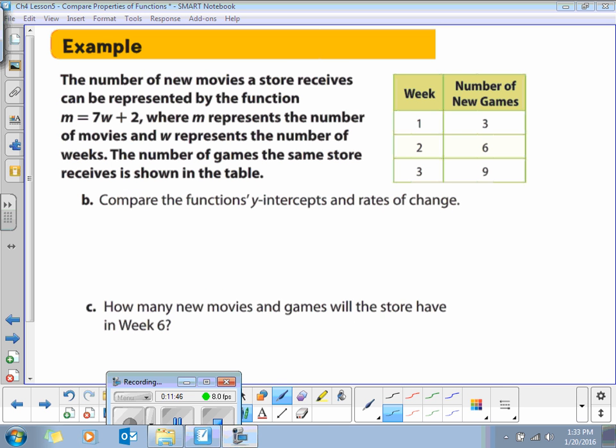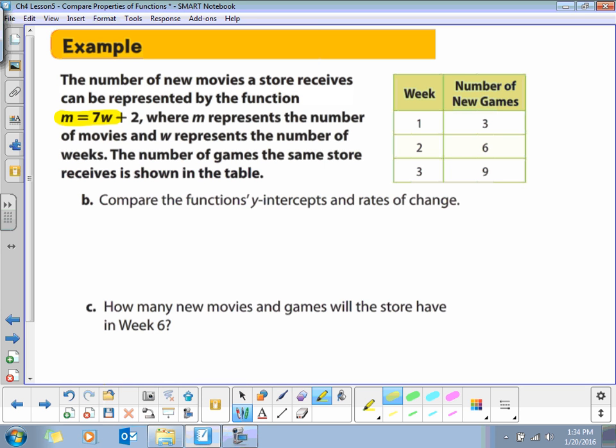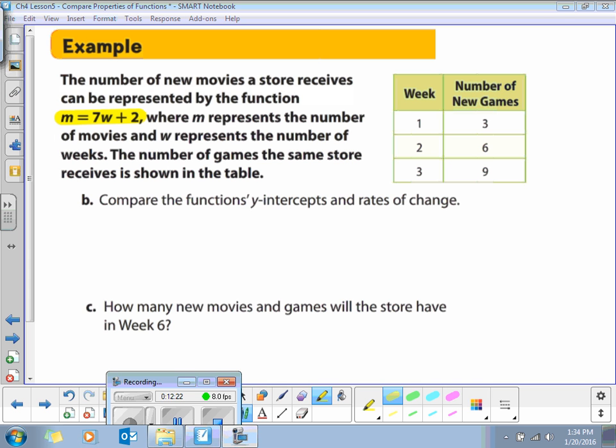All right. The number of new movies a store receives can be represented by the function m is equal to 7w plus 2, where m represents the number of movies and w represents the number of weeks. The number of games the same store receives is shown in the table. 2 functions. Where's the first one? Very good. M equals 7w plus 2. And of course, the second one is in the table. We want to compare the functions' y-intercepts and their rates of change.